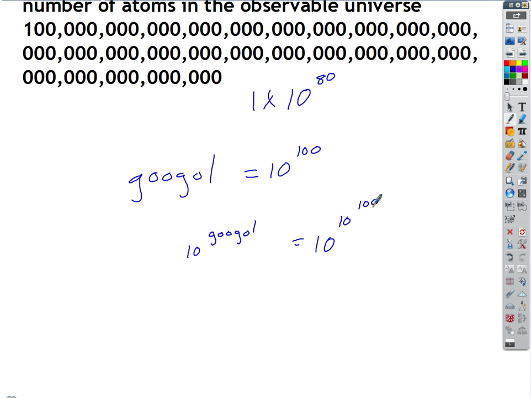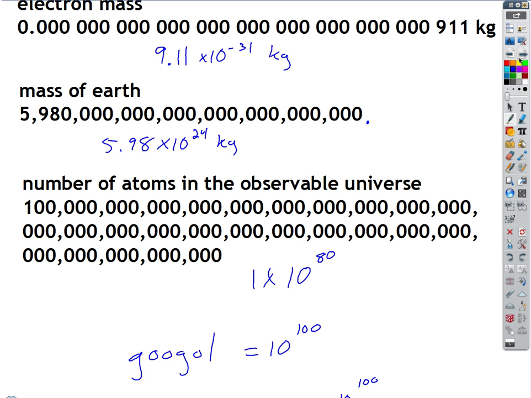Okay. What do you suppose a Googolplex is? A lot. Put another 10 down below. Exactly. Another 10. It's 10 to the Googolplex power. And you could go on and on. Okay. So we'll come back to this screen here in just a little bit, but there's our quick review of scientific notation.